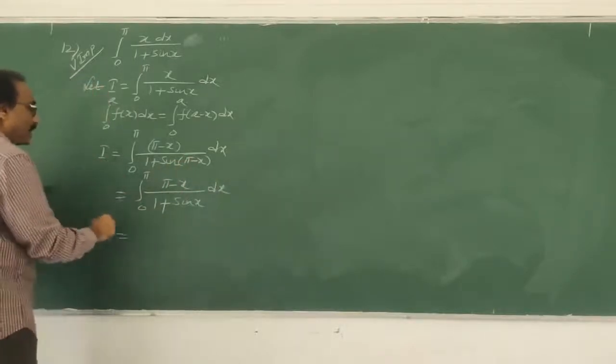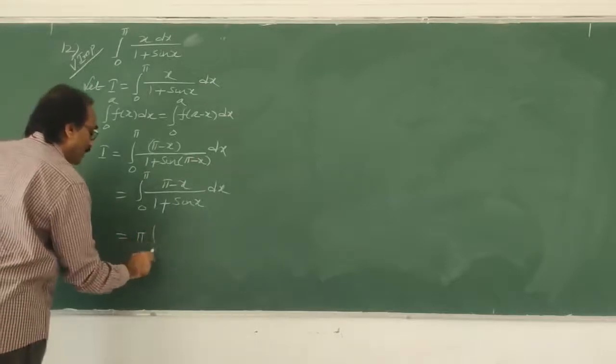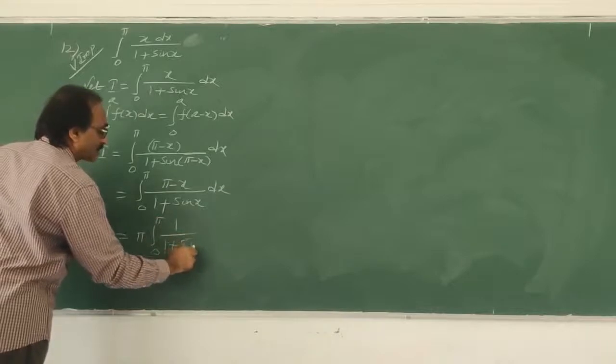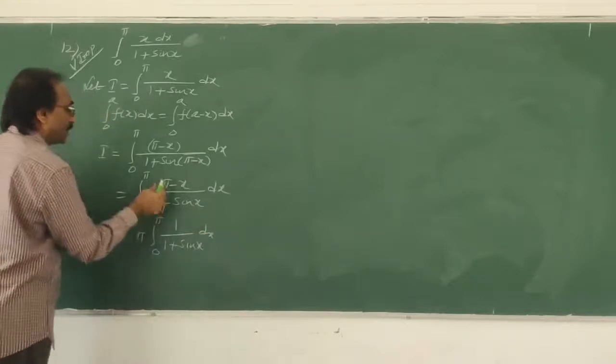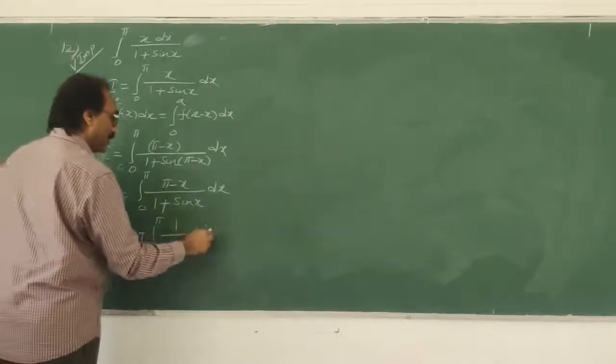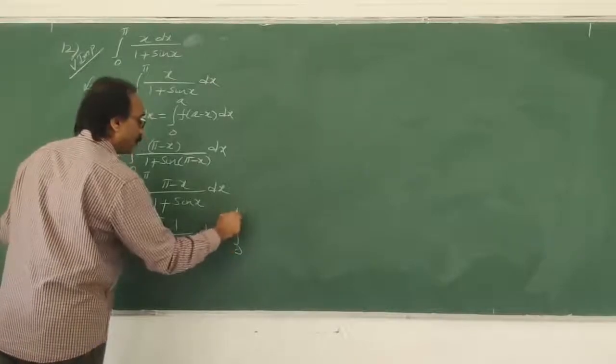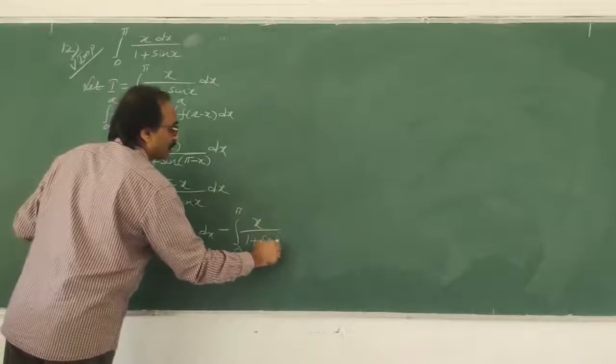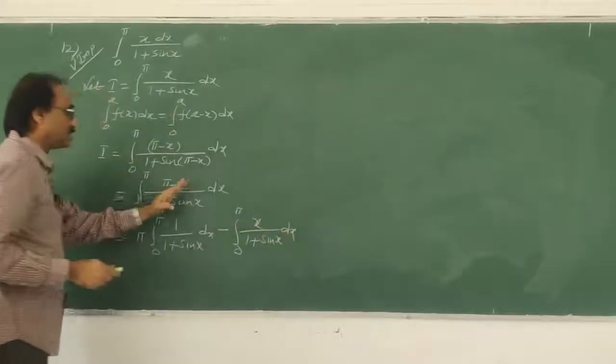This is nothing but separated: pi constant outside, integral from 0 to pi of 1 by 1 plus sine x dx. Correct? I am separating it: pi by 1 plus sine x dx, minus the integral from 0 to pi of x by 1 plus sine x dx.